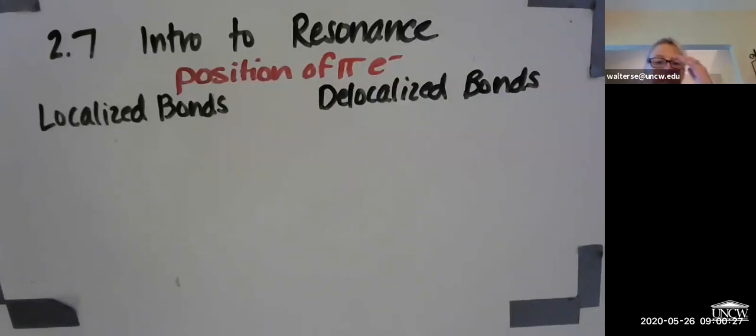Okay, so we're going to start today with the second half of chapter 2, which is on a topic called resonance. And resonance is specifically in regards to the position of pi electrons. So pi electrons are electrons that are in pi bonds.